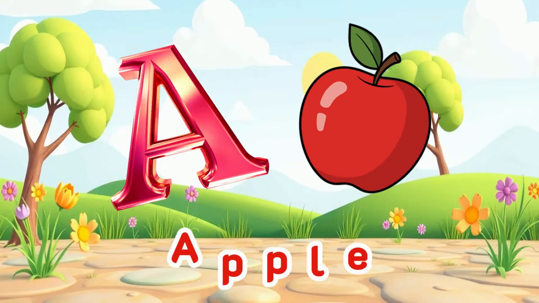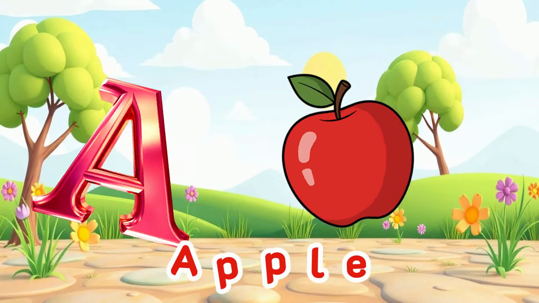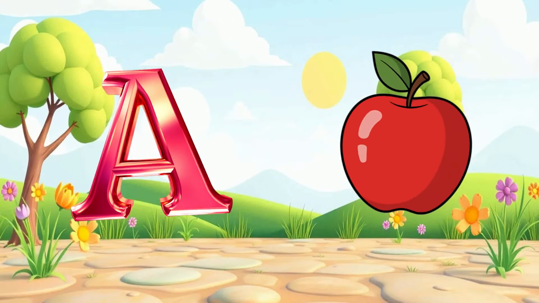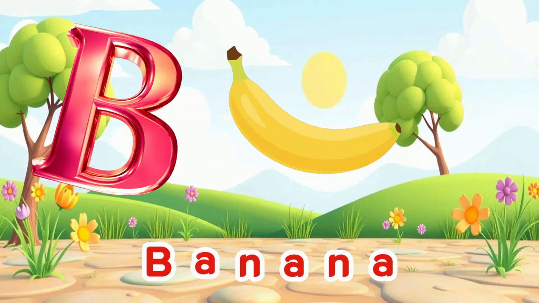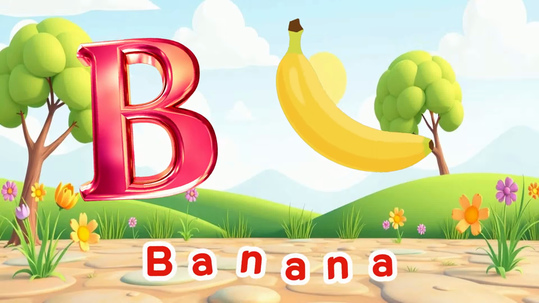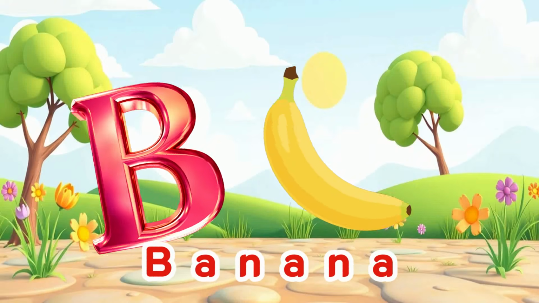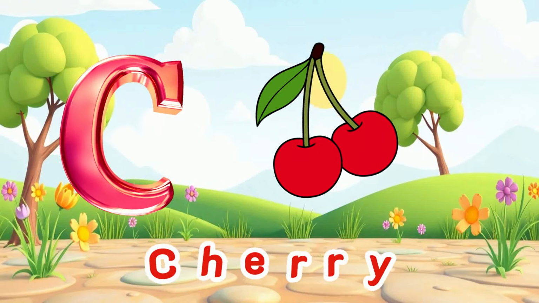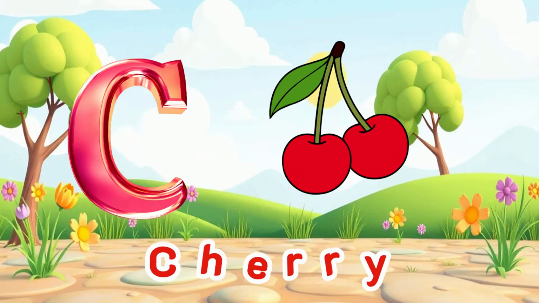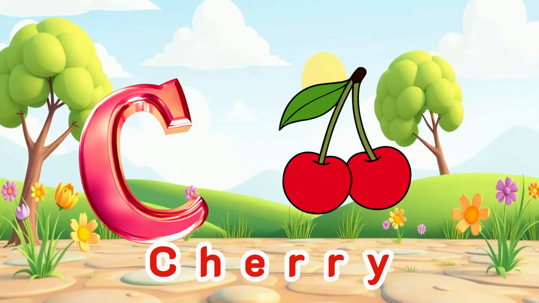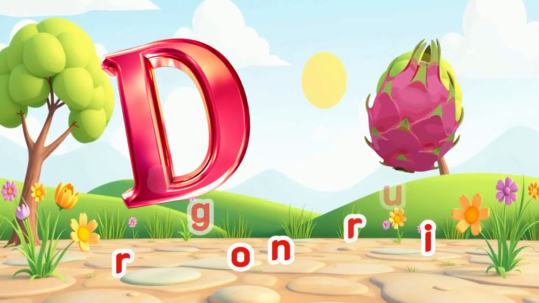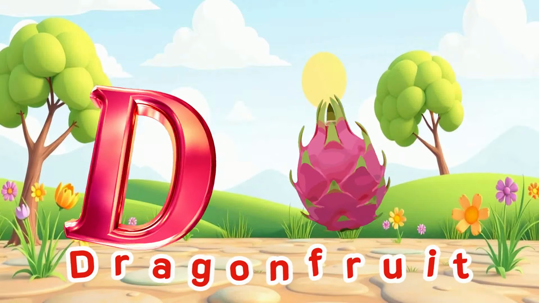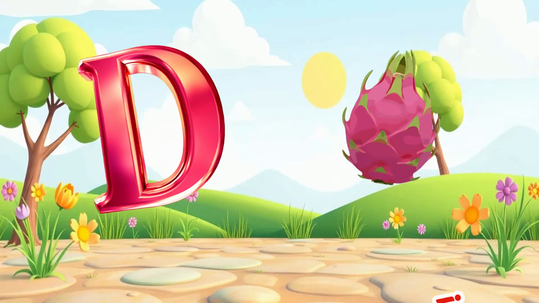A is for apple. Apple. A is for apple. B is for banana. B, banana. B is for banana. C is for cherry. C, cherry. C is for cherry. D is for dragon fruit. D, dragon fruit. D is for dragon fruit.